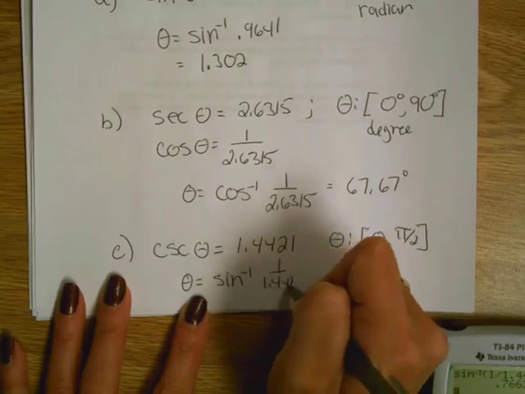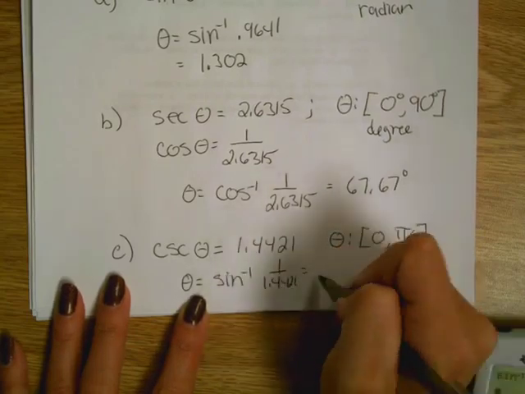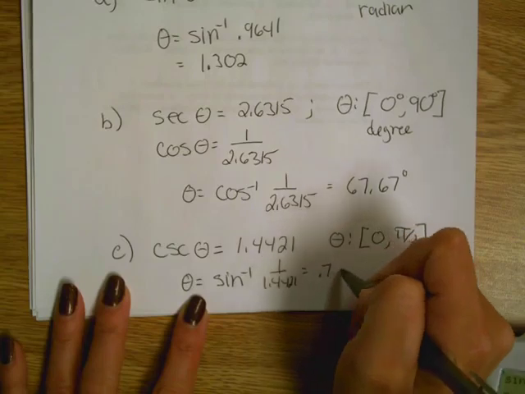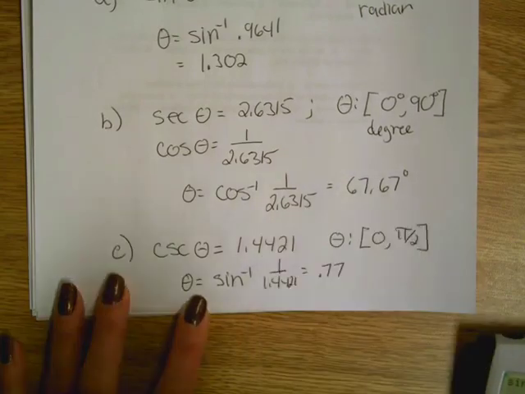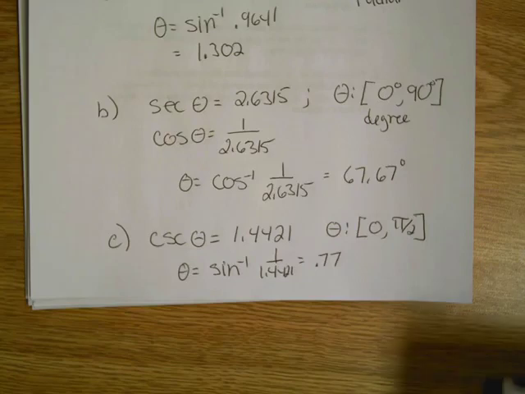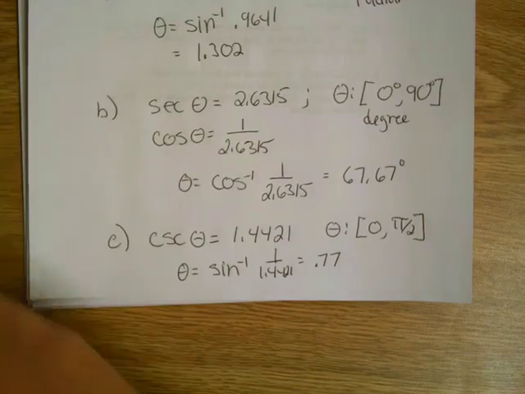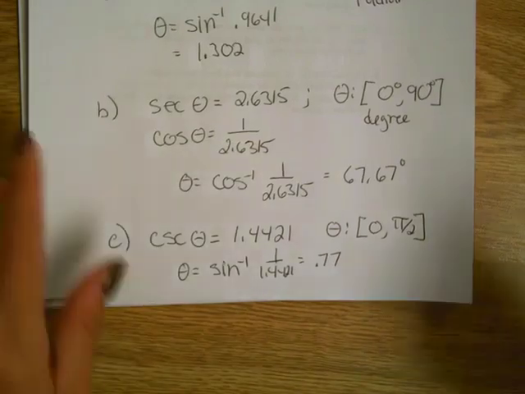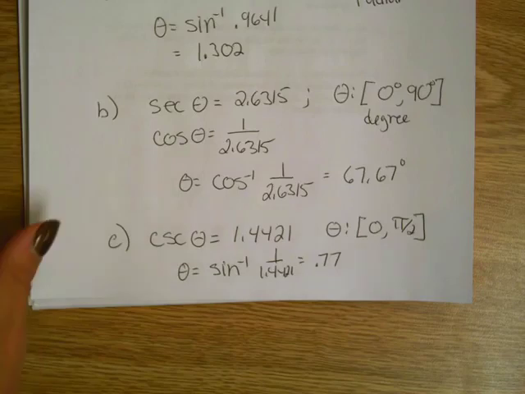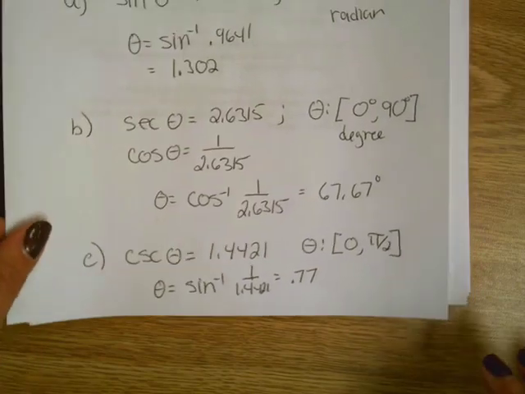What'd you come up with? Okay. I'm going to go 0.77 radians. Any problems with that? All right. You will need your circle sheet for the last chunk of examples.